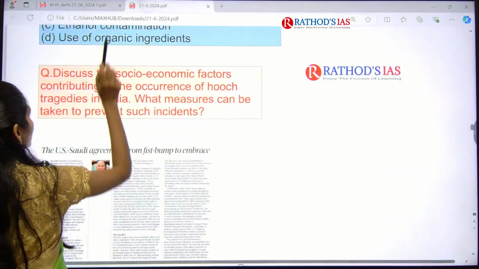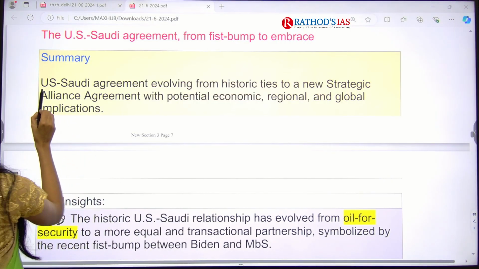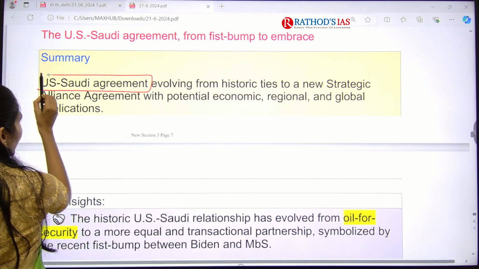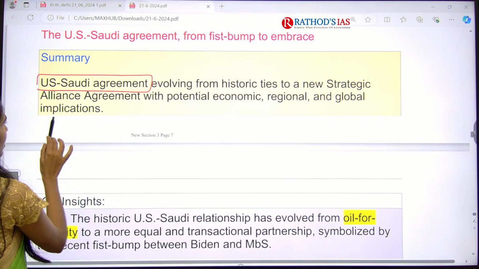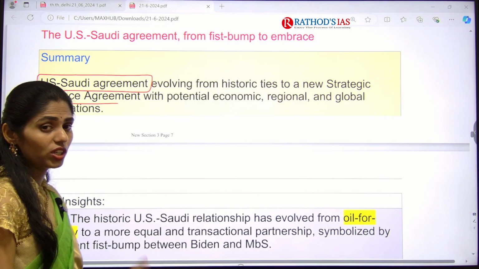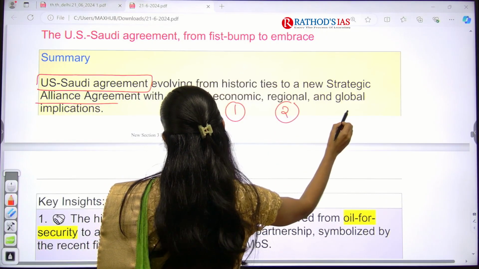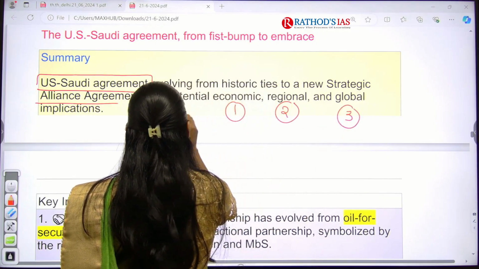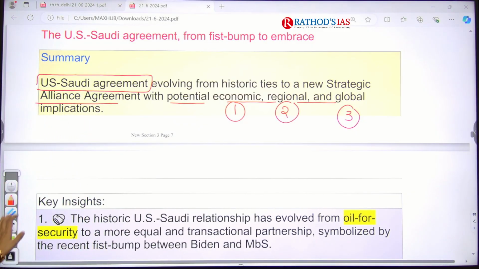Okay, so let us see this article in detail. So what is the summary? US and Saudi Arabia came up with an agreement. This agreement is the Strategic Alliance Agreement. With this agreement, they want to improve their relationship in which fields? First one is economy, second one is regional, and third one is global implications. So in all these areas, they are going to improve their ties. Who? US and Saudi Arabia.